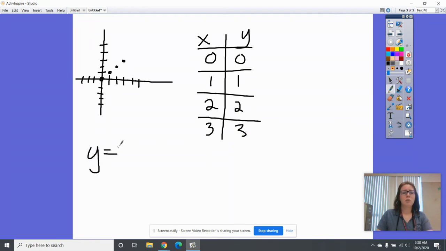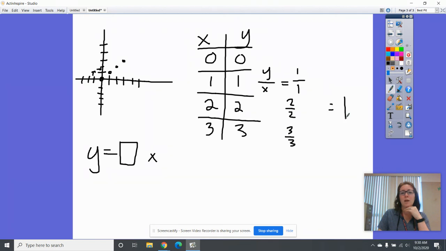We know it's going to be y equals some number times x. We could either go to our table and do y divided by x, or go to our graph and find that rise over run. Either way, it's going to be 1 over 1, or 2 over 2, or 3 over 3, which all equals 1. So we have y equals 1 times x, which is really just y equals x. So there you go. Now you can go between a graph, table, or equation, or I should say a proportional graph, table, or equation.